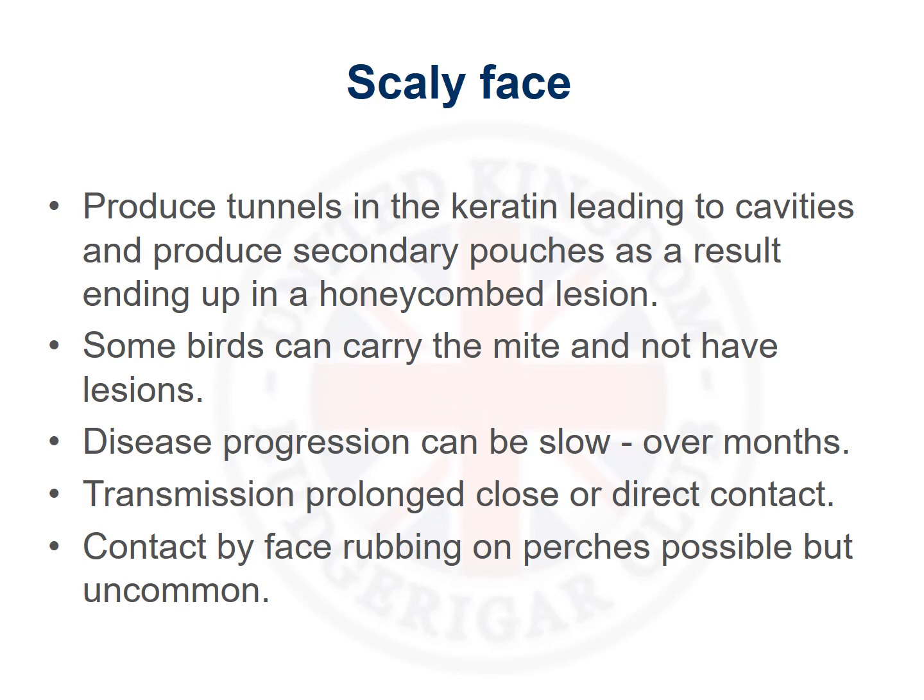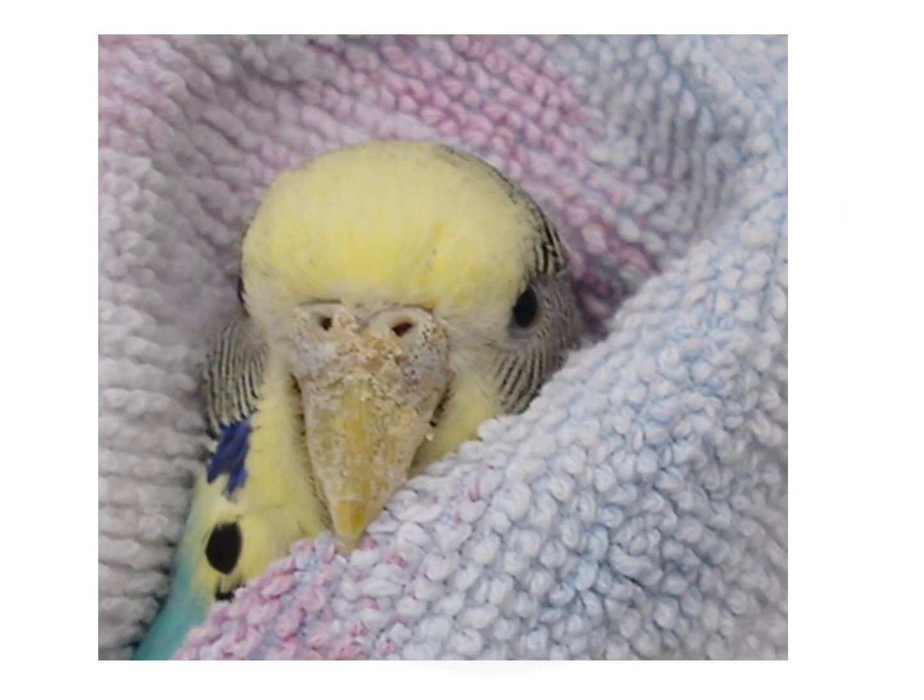In order to get transmission from bird to bird, you do need prolonged close or direct contact. Face rubbing on perches is possible, but it's an uncommon route. This is a bird-to-bird thing, really. And this is the classical example that we would see here when we've got this honeycomb appearance. It looks like a duck, quacks like a duck, we probably have a duck here. In most cases, you would be treating for scaly face based on clinical presentation.